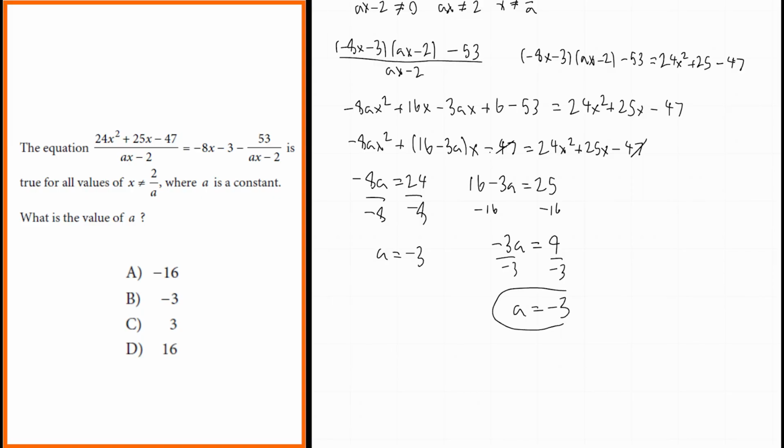So this works out. We have our values of a equaling negative 3, which makes this x squared term equal this x squared term, and this x term equal this x term. So our final answer is negative 3, or in other words, answer B. Answer B, a equals negative 3, will make these two expressions equal to each other for all x values when the denominator is not equal to 0.